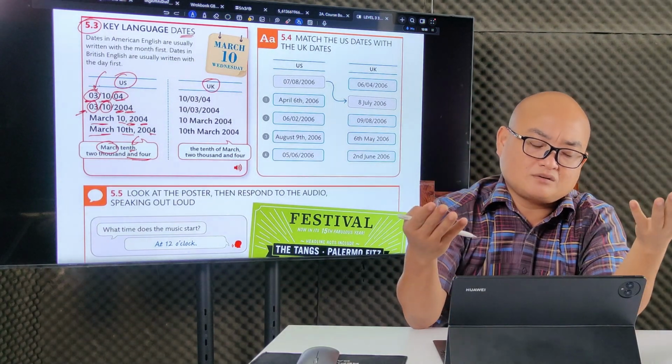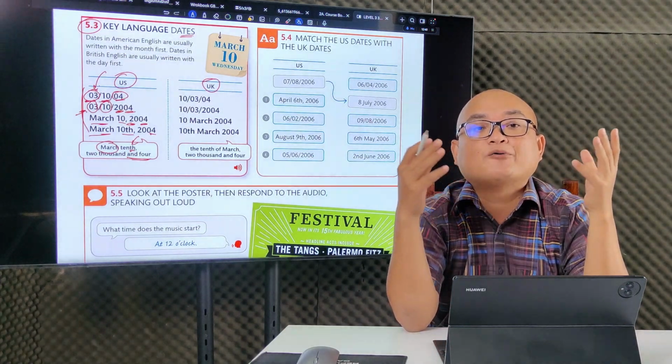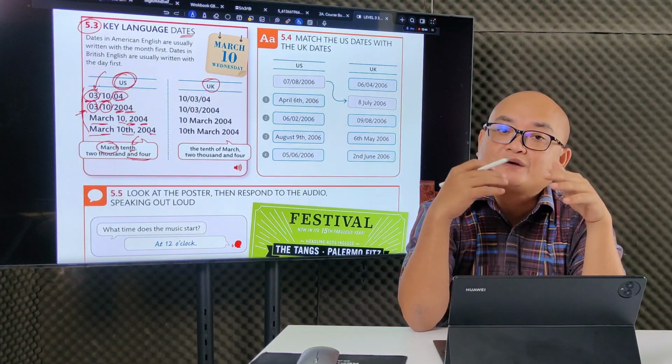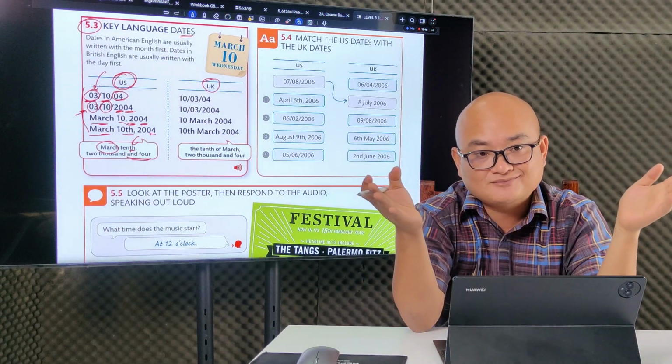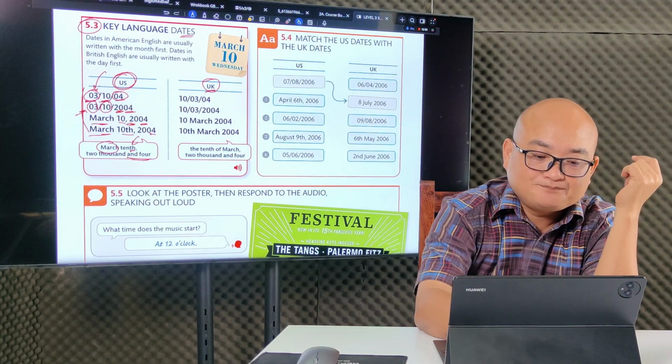So why do they write so many times? Because that's a different way of writing in US style. Okay, the way we speak it is the same. Okay? March 10th, 2004. Okay, what about UK?